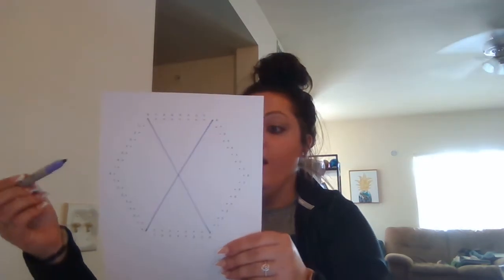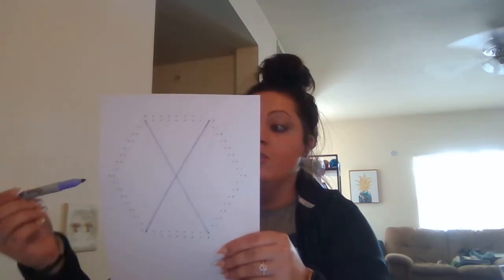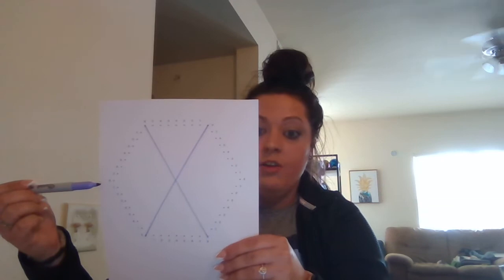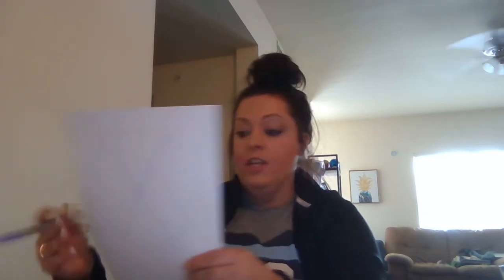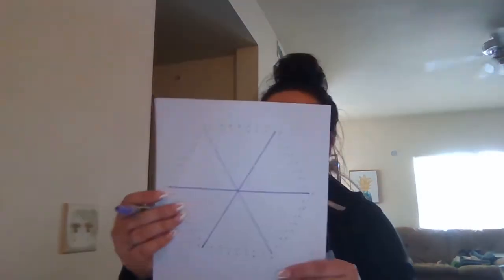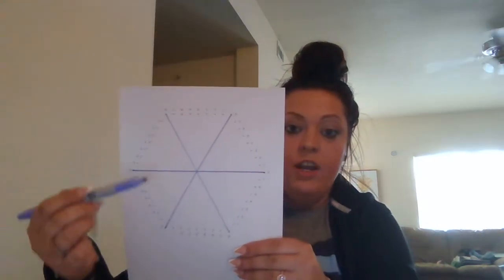So now that we have our X, we need to draw a line across. So we will be finding our number 8 dot over here, and then our number 8 dot over here on the other side. So let's draw that real quick. So now we have 6 smaller triangles.